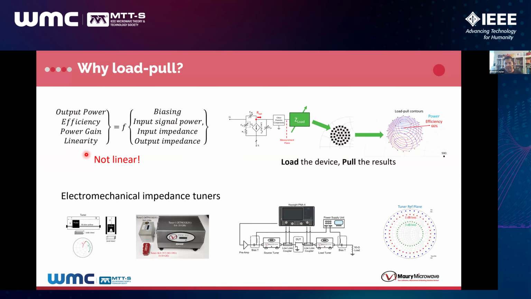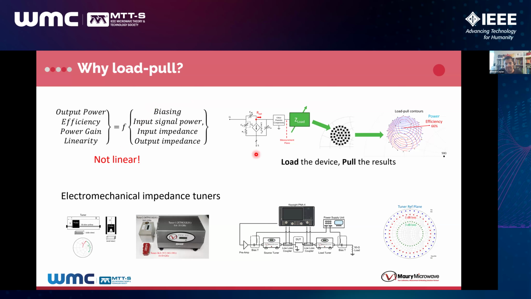So we know that with the power case and efficiency case, output power, efficiency, power gain, and linearity are a function of biasing, input signal power, input impedance, and output impedance. And we know that this function is not linear, right? Especially for large signal cases, it becomes really complicated, and that's why we need a load pull analyzer.